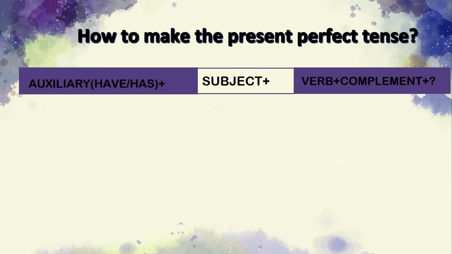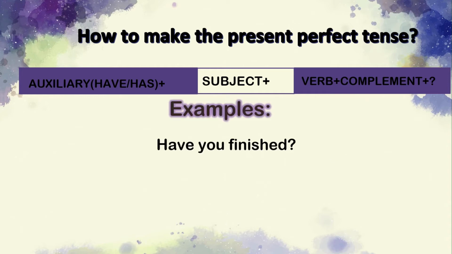How to make a question? First, you're going to write down the auxiliary, have or has, depending on the subject. Then you have the subject, the verb in past participle, and the complement, and don't forget the question mark. Remember that in English, we just need to use the question mark at the end, right? So, examples. Have you finished?